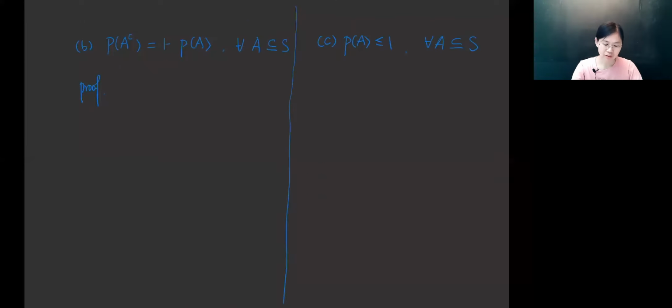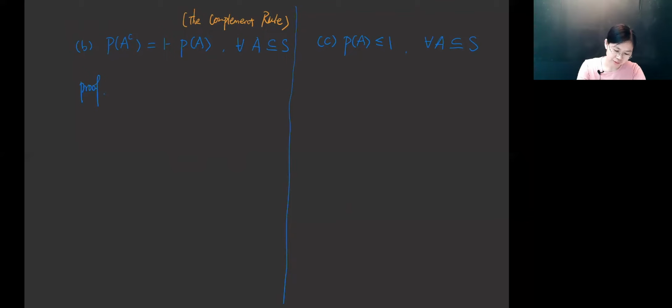The second consequence is also called the complement rule. So that's also the complement rule. What it says is probability of the complement of A equals 1 minus the probability of A. This is easy to prove as well.